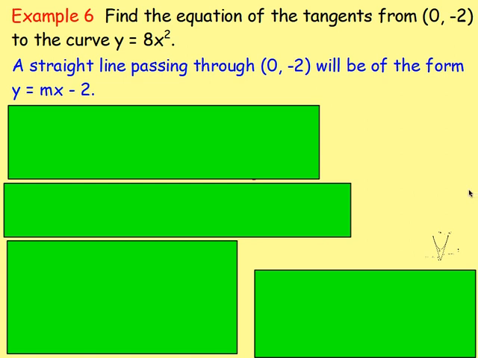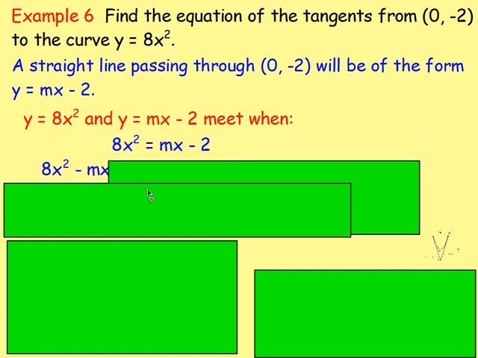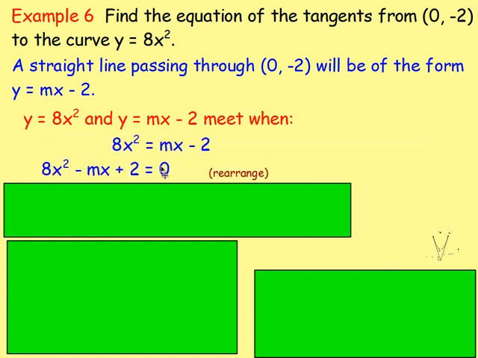From there, you've got y equals 8x squared, and you've also got y equals mx minus 2. And you know they are going to meet when you set them both equal to each other: 8x squared equals mx minus 2, because they're both equal to y. So we're substituting one equation into the other. If you rearrange that, subtract mx from both sides, add 2 to both sides, and that is what you would get. Since it's a tangent, you know that the discriminant must be equal to 0.